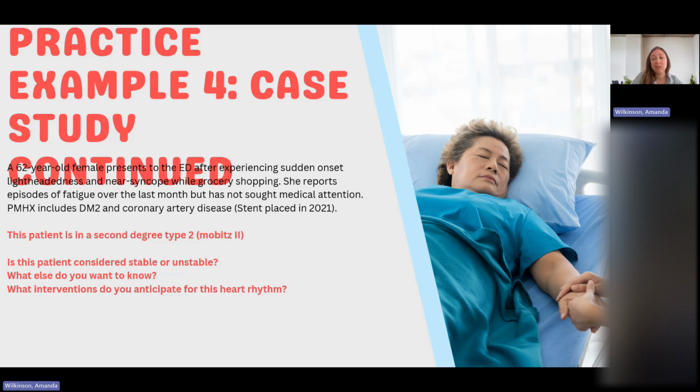The Mobitz 2 rhythm is usually never benign. Even in patients that seem stable at first, the risk of progression to the complete heart block is big, especially with people that have CAD or bradycardia and ischemic signs like elevated troponin. So this is an act-a-little-faster scenario. And I would always anticipate deterioration quickly with these patients. Any questions? Yes, exactly. Don't waste time with these patients.